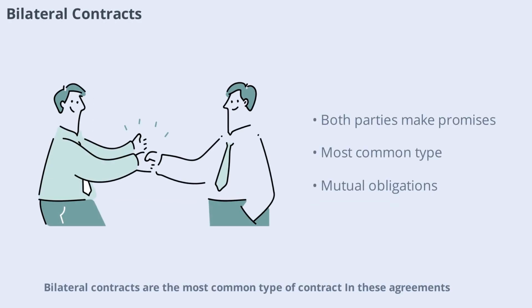Bilateral contracts are the most common type of contract. In these agreements, both parties make promises to each other. For example, in a sales contract, one party promises to deliver goods and the other promises to pay for them. Most business and personal contracts are bilateral as they involve mutual obligations.